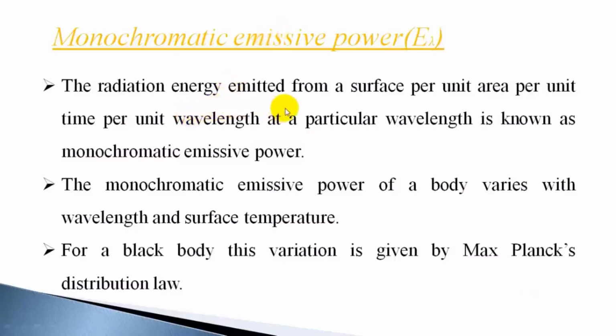It is the radiation energy emitted from a surface per unit area, per unit time, per unit wavelength at a particular wavelength. So the radiation emitted from a surface in all the directions, but at one particular wavelength, per unit area, per unit time, per unit wavelength emitted from that surface. That will give the monochromatic emissive power. It varies with the wavelength and surface temperature. I'll explain this variation with the help of a graph.